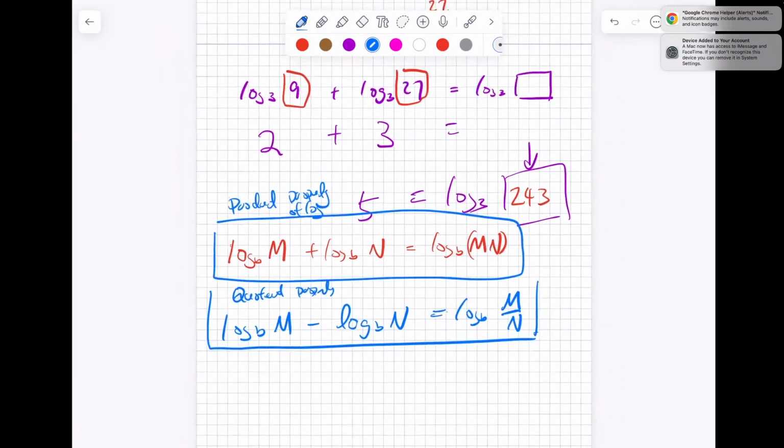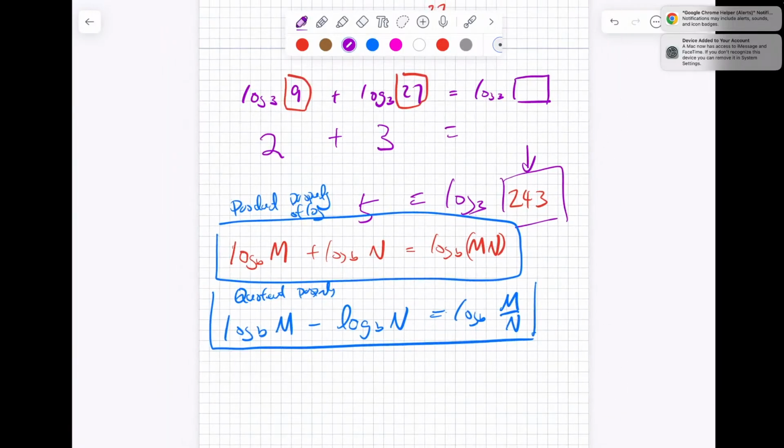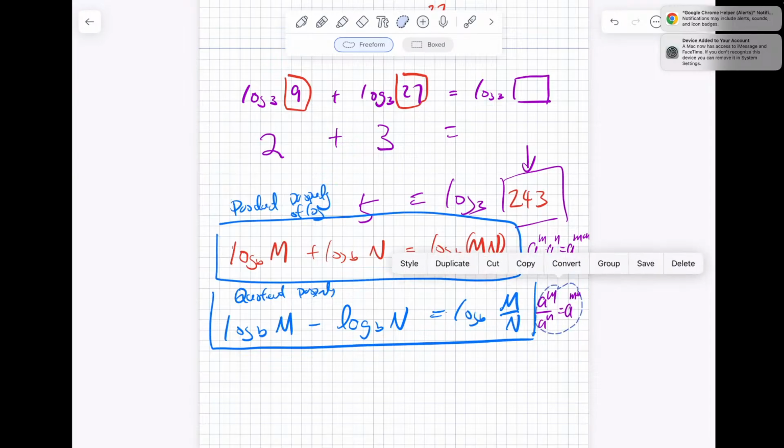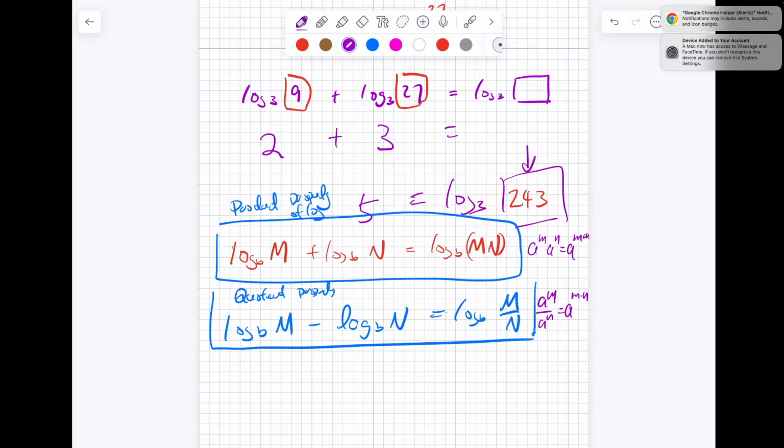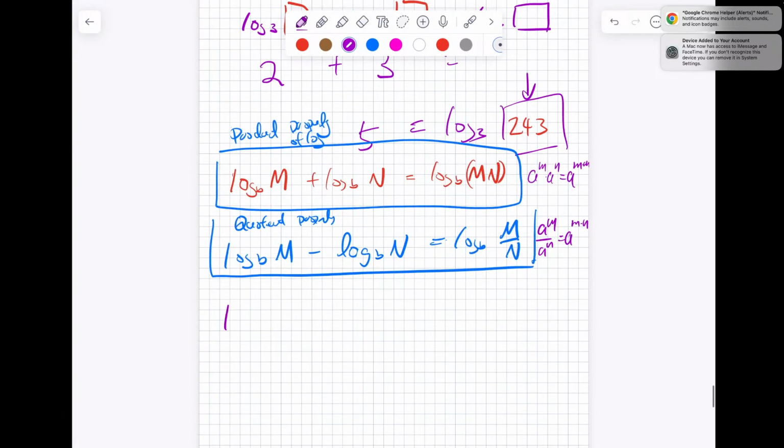Now, it kind of reminds you of something though. Remember, a to the m times a to the n equals a to the what? m plus n, right? Plus, not times. What is a to the m over a to the n equal to? a to the m minus n. So these two properties are correlated in that particular way. Now, what's the last property? Well, there's two more actually.